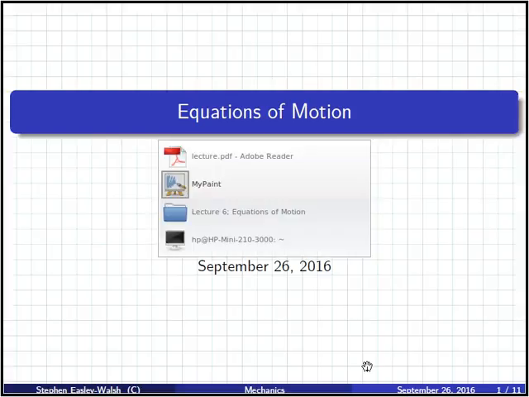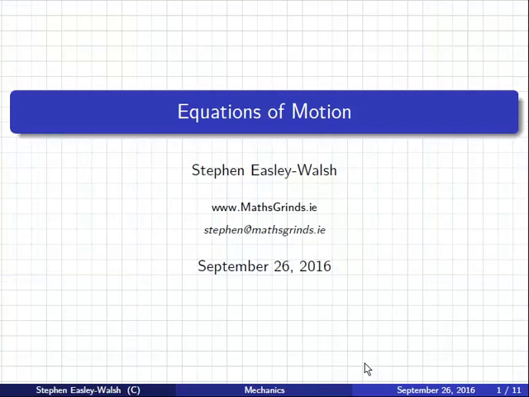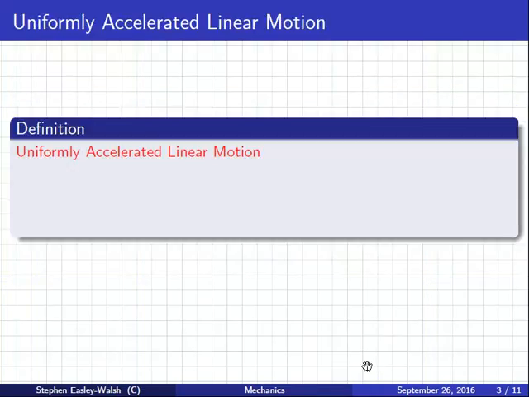Okay, so clarify some terms. Uniformly accelerated linear motion. Let's look at each word here. I think you might know some of these words. Of course, motion means movement. Linear, not quite, I mean, it could, depends on the context. In this context, what does linear mean? Straight, yeah. In a straight line.